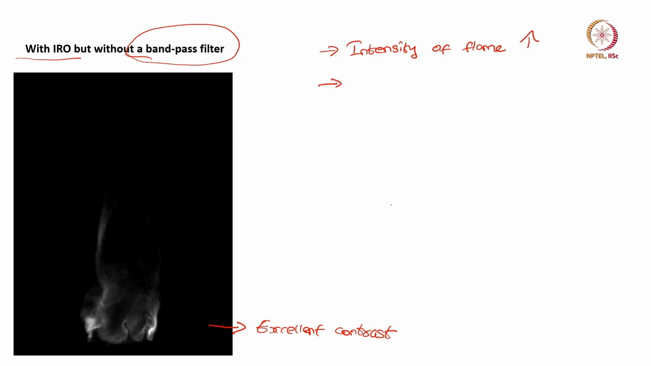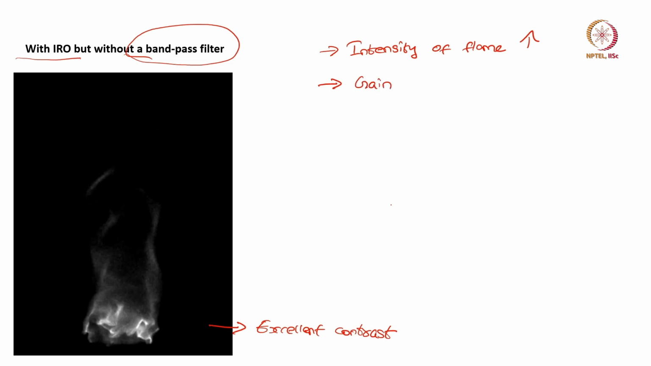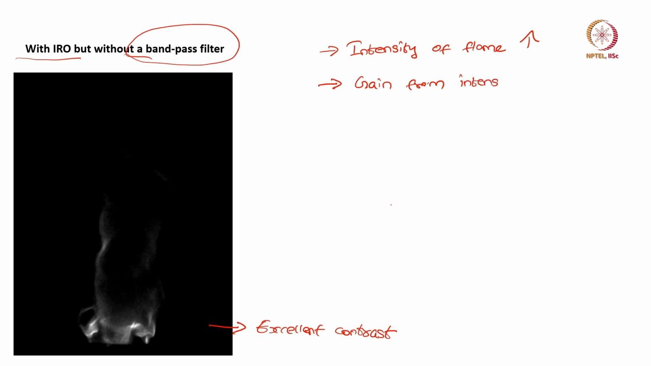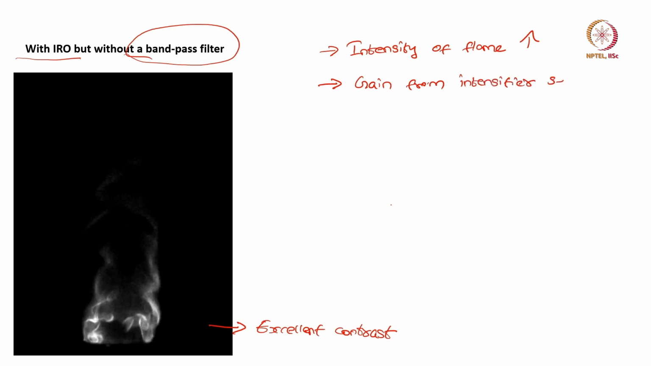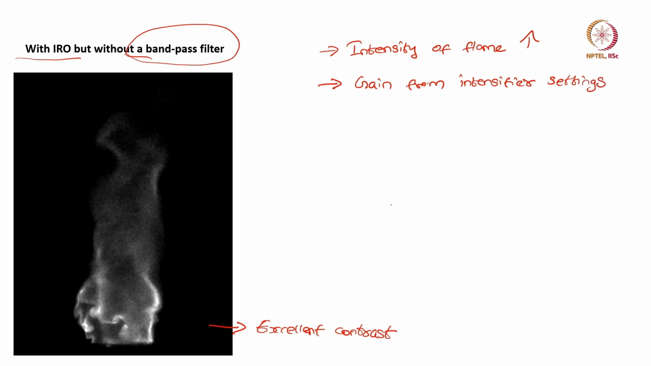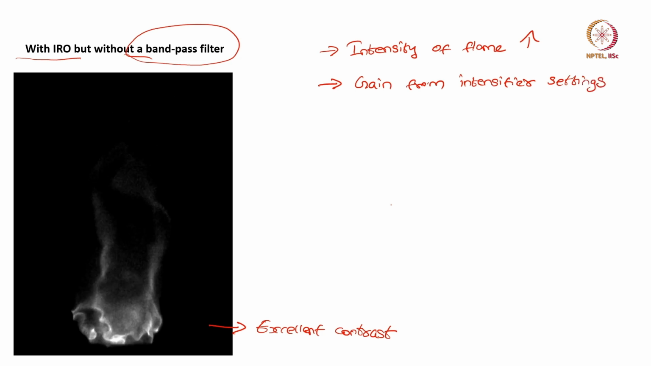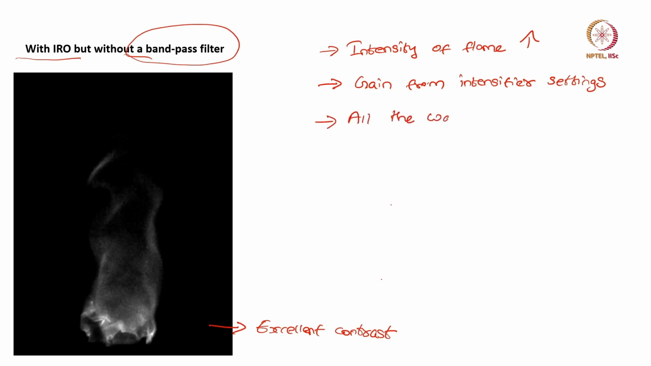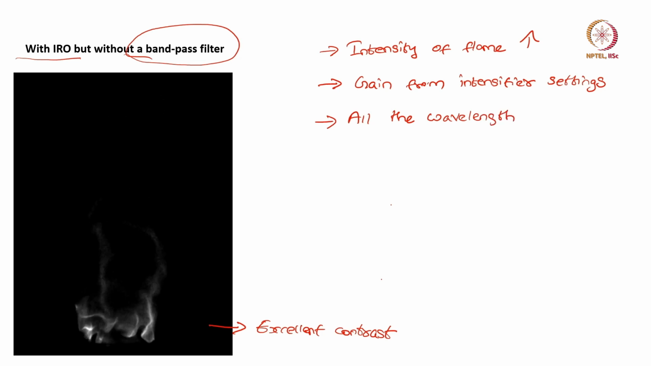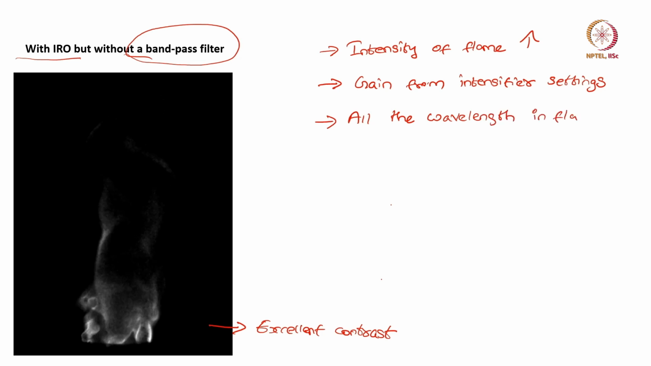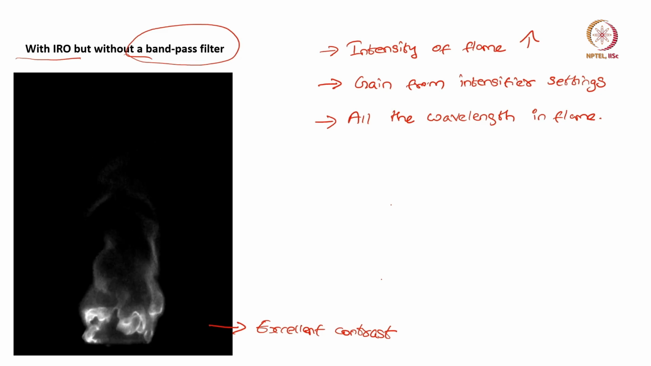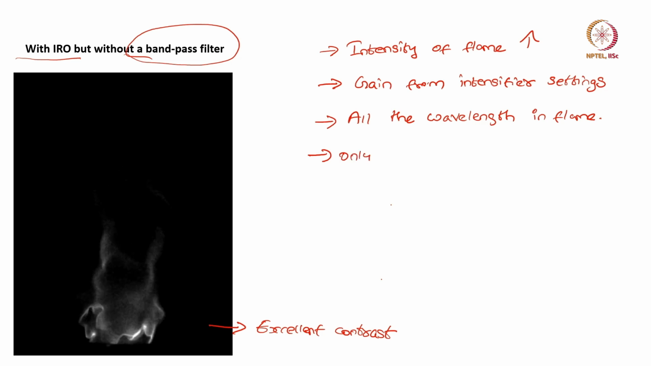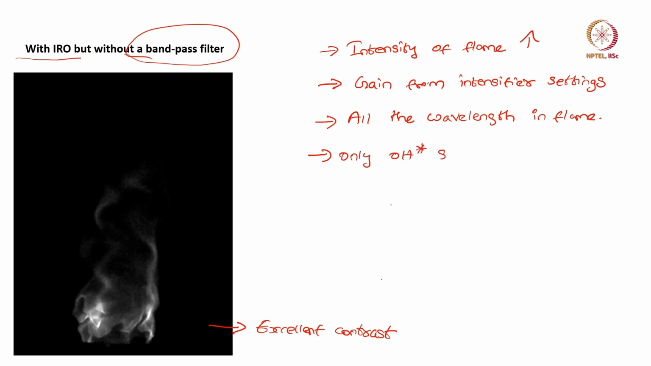This is possible because we have slightly increased the gain from the intensifier settings. However, these images still contain all the wavelengths present in the flame. But for our specific requirement, we need only OH star chemiluminescence signals.